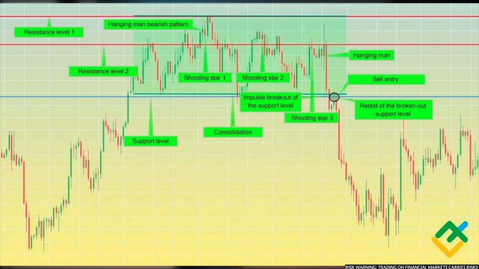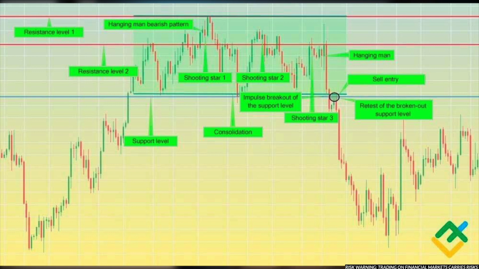So the chart shows that the price has been consolidating under the resistance for a long time, trying to break it out. However, the bulls weakened with each attempt and the bears became stronger. This is evidenced by the formation of several bearish patterns, including reversal patterns, for example, hanging man, shooting star, and marubozu. So during conservative trading, it is important to wait for the breakout of support, which here is the blue line, and to retest it to make sure that the price has reversed and the asset is controlled by sellers.